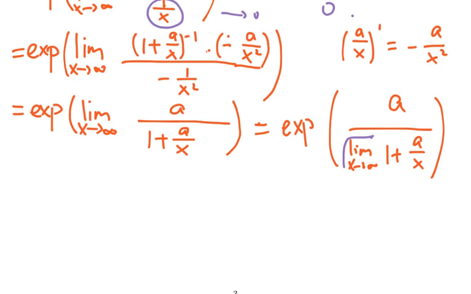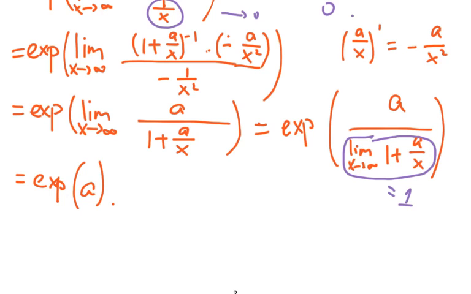And this limit in the denominator is actually just 1. So we will have the exponential of a over 1, which is just a. And this will be our final answer, which is e to the power of a, or in some other form, e^a. Okay? This is the end of this problem.